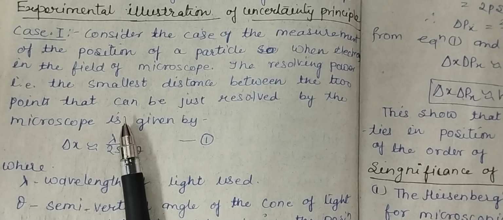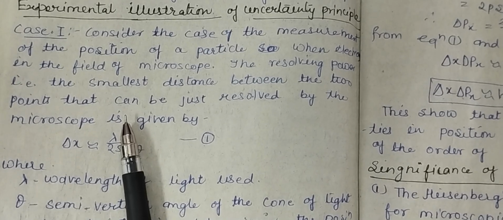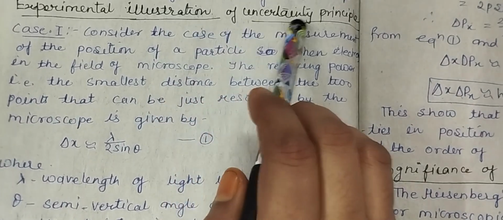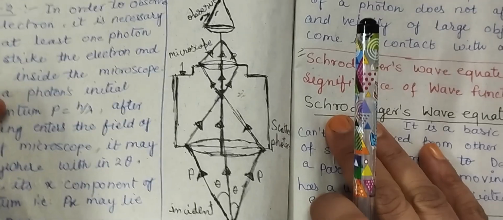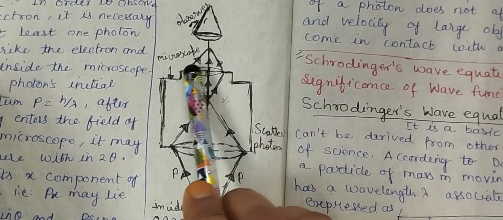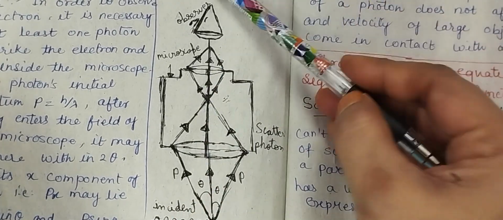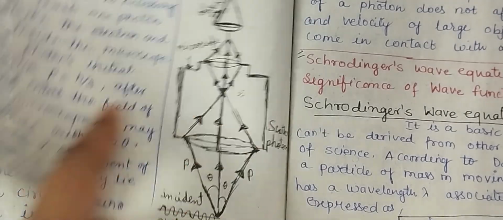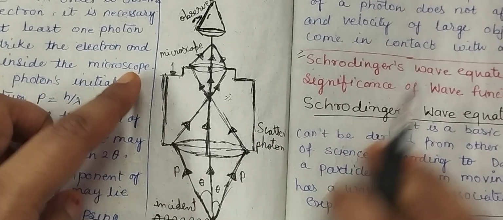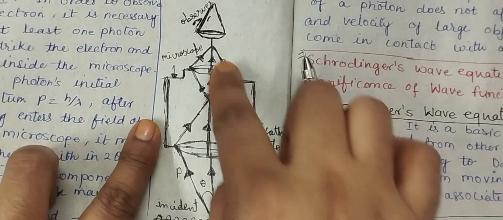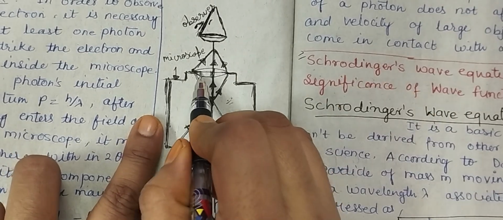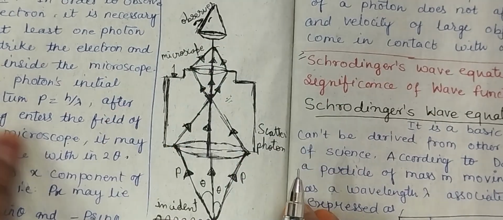Let's start our session. Today's session is the experimental illustration of uncertainty principle. See, this is our experiment. Here we have one microscope, and the observer, मतलब we are observing from here. This is inside the microscope. ये पूरा बॉडी है माइक्रोस्कोप का और ये प्रोसेस इनसाइड द माइक्रोस्कोप चल रहा है. ये हम ऊपर से देख रहे हैं, यहाँ से हम देख रहे हैं.